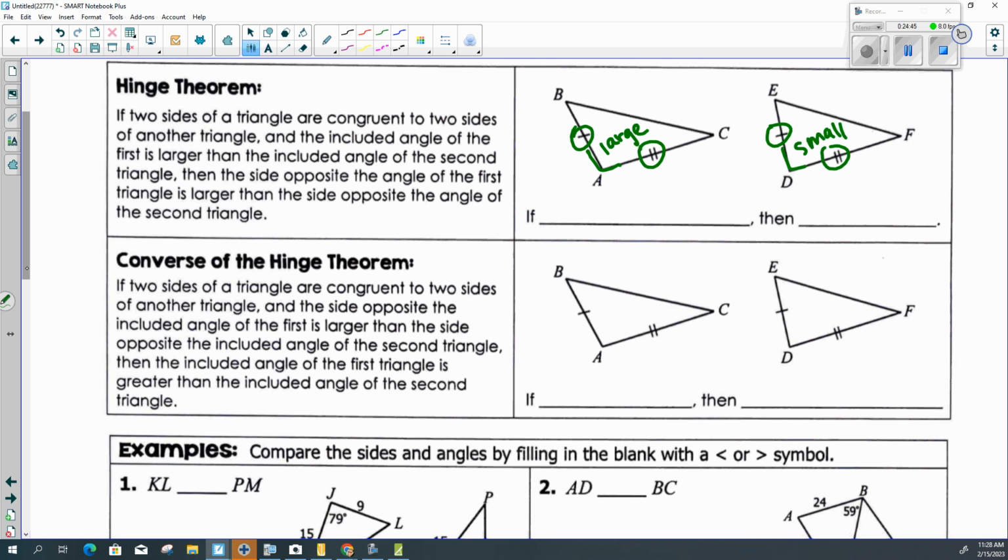So what it's saying is if angle A is greater than angle D, that's what the theorem is saying, then BC will be greater than EF. A hinge, so it creates a hinge. Bigger angle, bigger third side. Smaller angle, smaller third side.